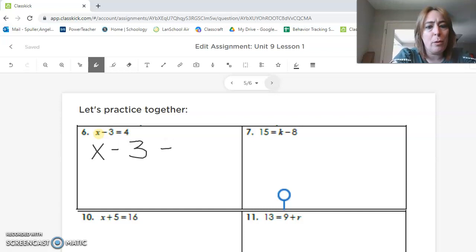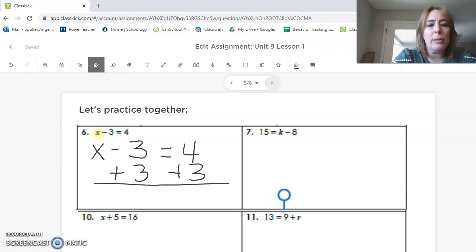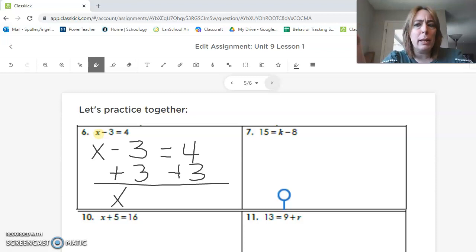I'm going to keep it the same for a moment. But now I'm going to add the 3. But if I do it to one side, I have to do it to the other side. And here's what happens. We get x plus 3 minus 3 plus 3. If I take 3 away and I add 3, I get 0, right? If I owe somebody 3 and I give them that $3, I don't owe them anymore. So that part goes away and we're left with 4 plus 3 is 7.